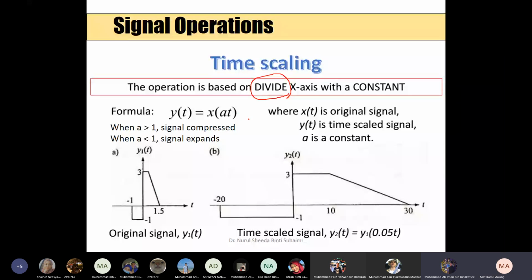If a constant is larger than 1, basically the signal is compressed. And if A is less than 1, the signal is expanded. So let's say the same similar signal that we take, the similar shape of the signal, is a bit compressed.